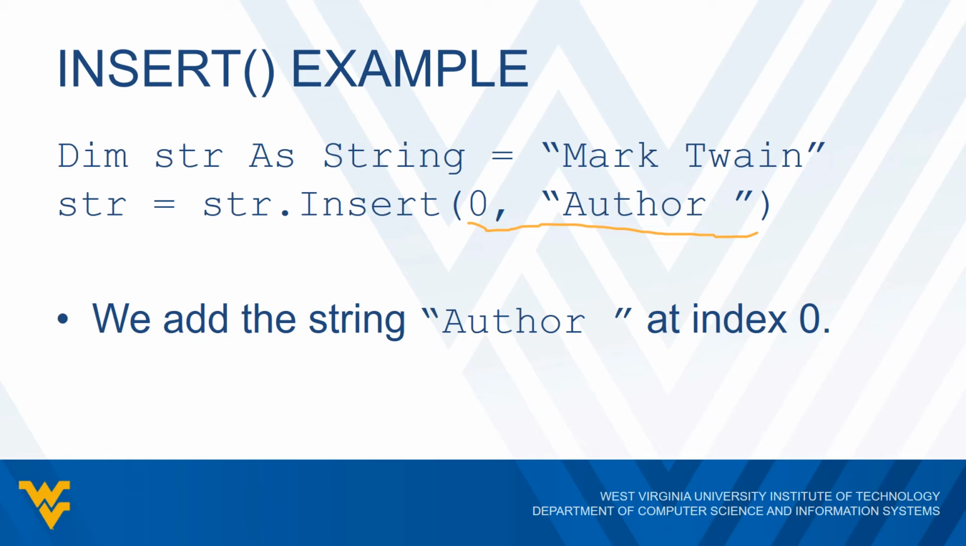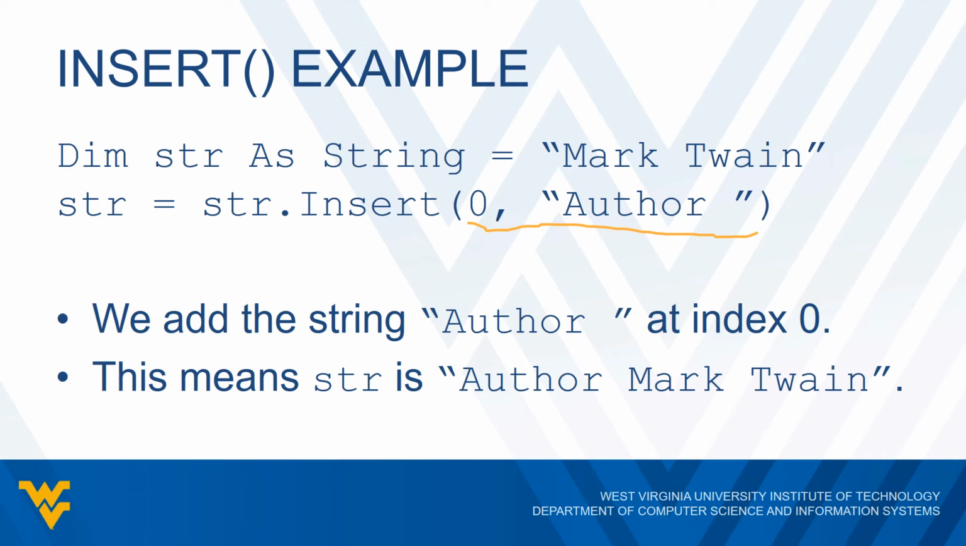And notice that there is a space at the end of author. So what we're really doing is adding author and then a space, and then we're going to have Mark Twain afterwards. And what's going to happen with Mark Twain is we're going to move all those characters down to make room for the author portion of the string. What this means is when we're done, str here is going to contain author Mark Twain.